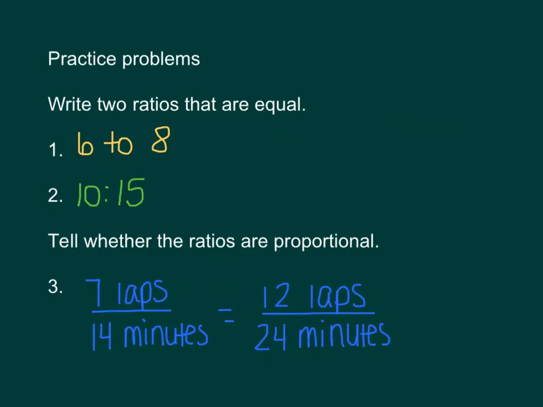All right, you have 3 practice problems. The first 2, you have to write ratios that are equal. If it makes it easier for you, you can write them as fractions. And then number 3, you have to tell if they're proportional. So you just multiply the numbers that are across from each other and see if they're the same. Don't forget a word problem or a question, and rate your understanding.